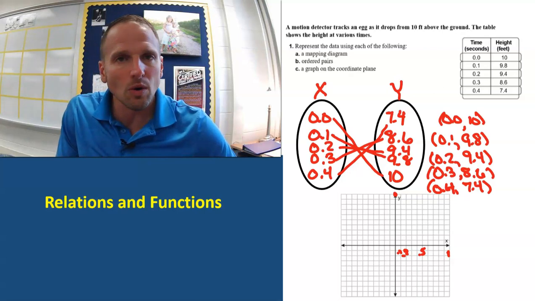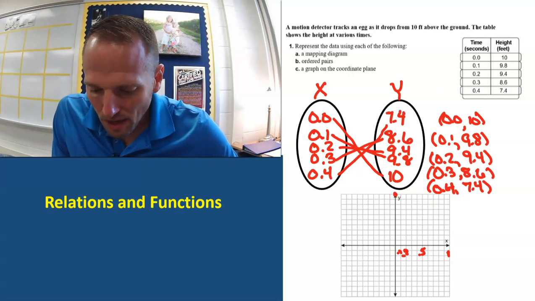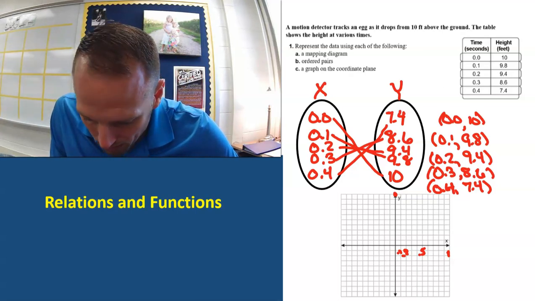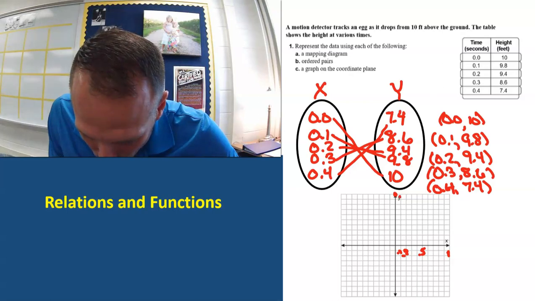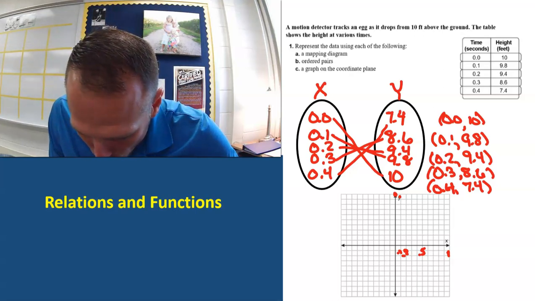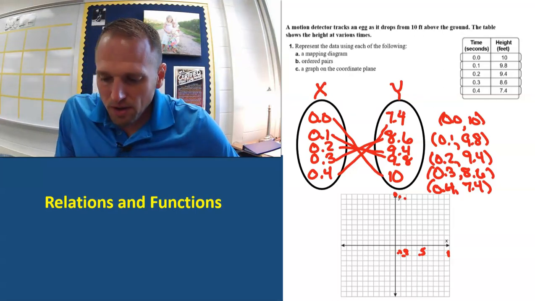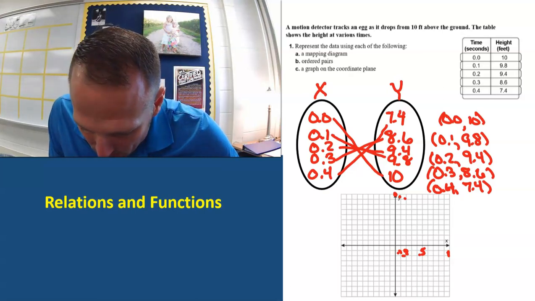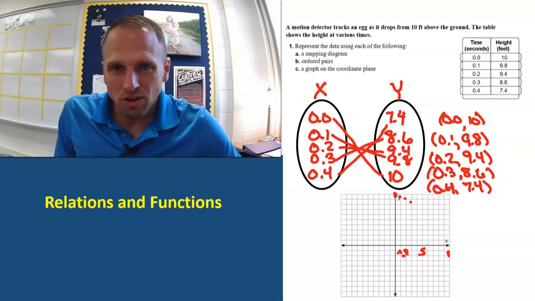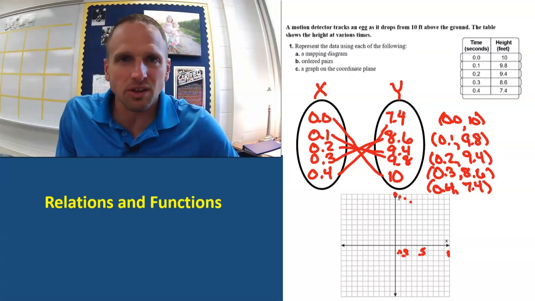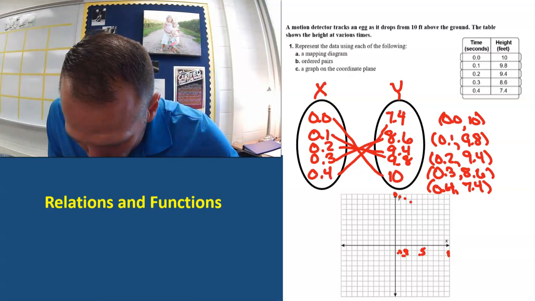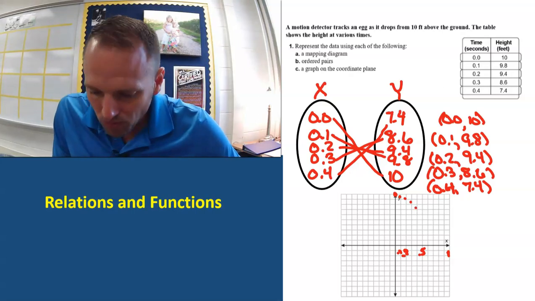So 0.0 was at 10. So I'm going over 0, left and right 0, and up 10. The next one, 0.1. So I changed my scale, so I'm going to go over to 0.1 and up to 9.8. That's going to be real close to the 10 up there. 0.2 was 9.4. 0.3 was 8.6. And obviously these are kind of hard to graph on this graph. Maybe I should have got one with a slightly different scale, but we know how to graph these. 0.4 was going to be 7.4, somewhere right about there.